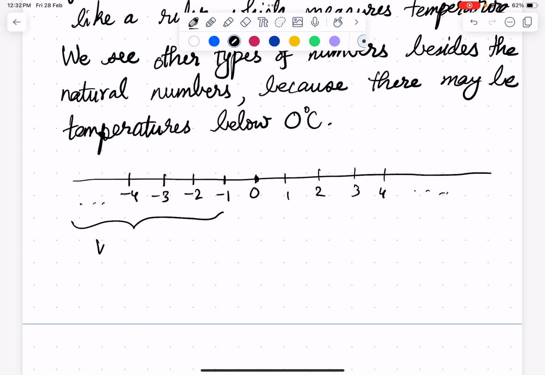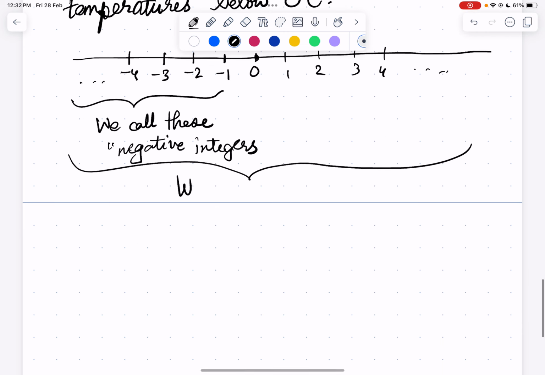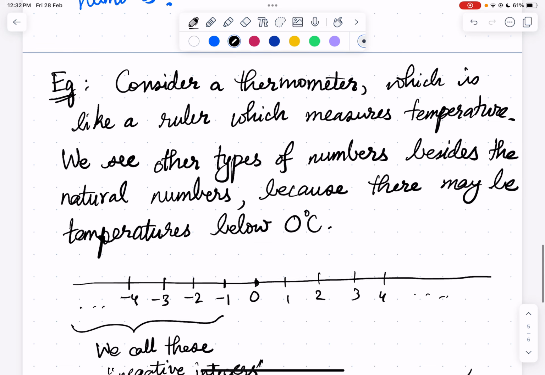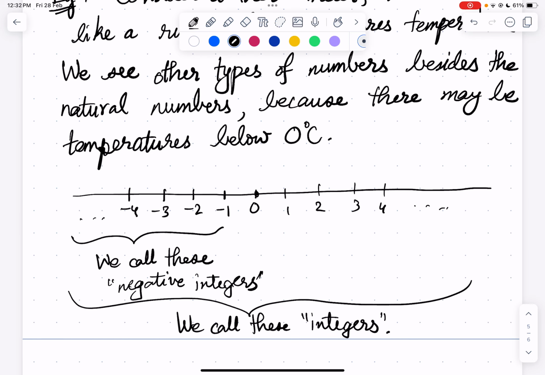So we call these negative integers. And we call these integers. So this is one example where we naturally come across numbers below 0, so to speak.